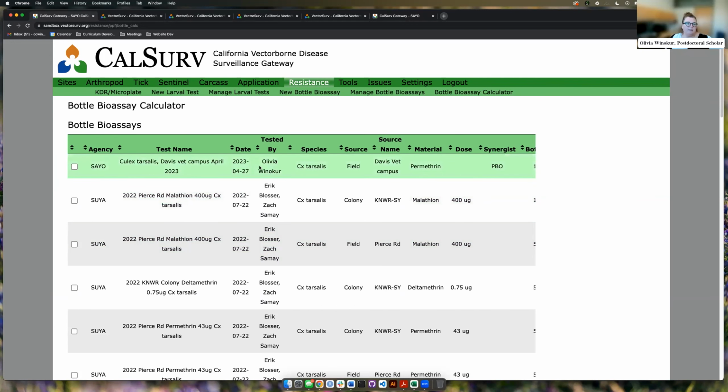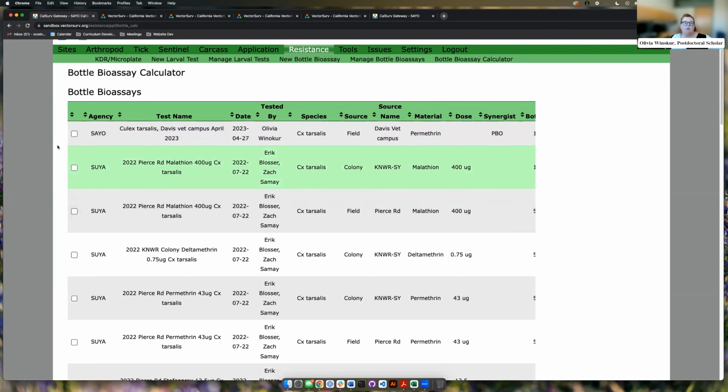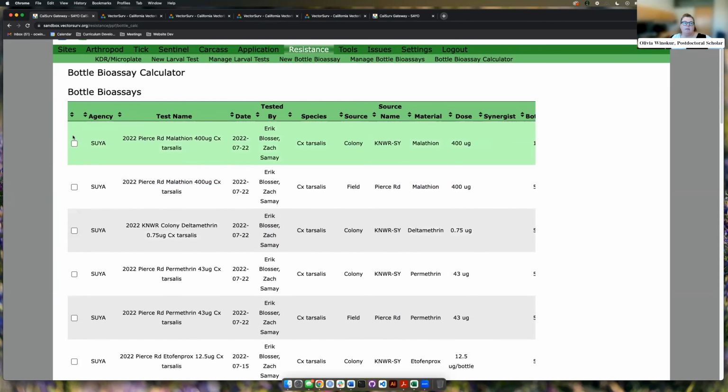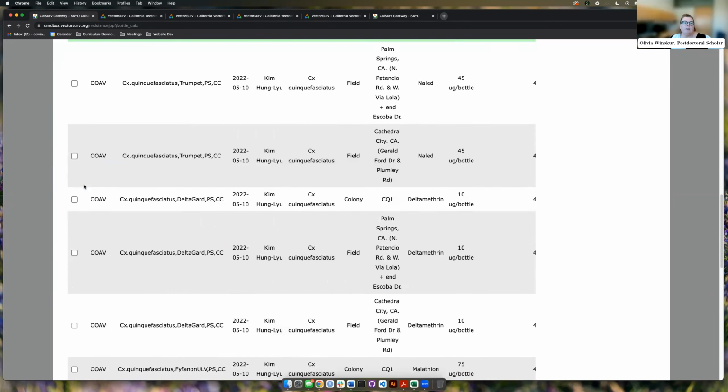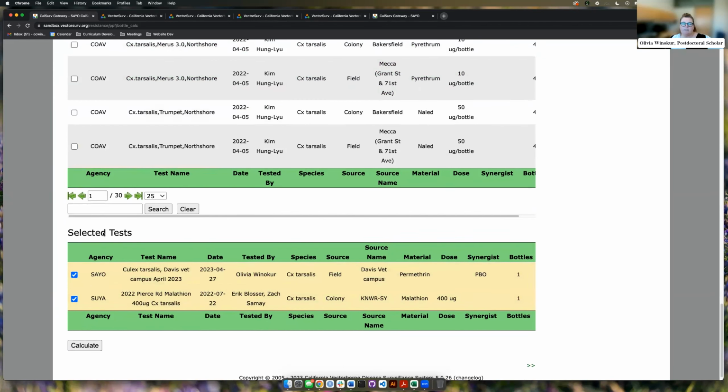Great. This is the one that I added earlier today that we did together. So for your calculator, you want to select which bottle bioassays you want to add. So you can select those. When I first was doing this, I was wondering why they weren't checking. They're being sent down here. So they're checked down here for what you've actually selected.